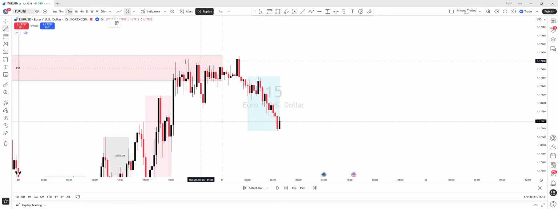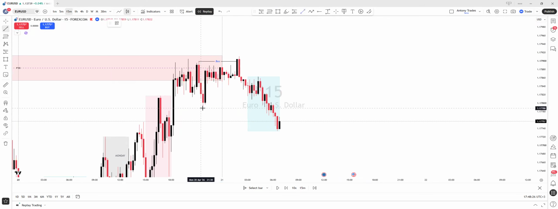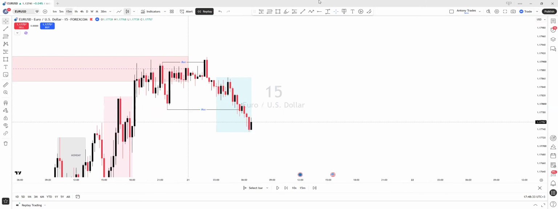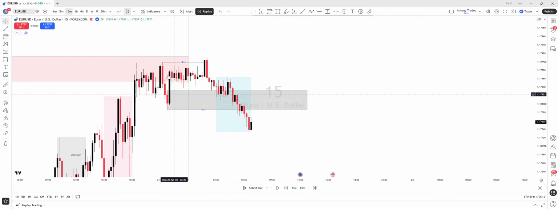Do you see now? This is the last BOS here. We have this break of structure to the upside, right? And then we have a change of character. And you see that? We have a change of character around this area. So we have this demand zone here. That is our breaker block. That's our order block. Remember, this is the order block that led to this break, right? So when the market violates it, it becomes a breaker block.